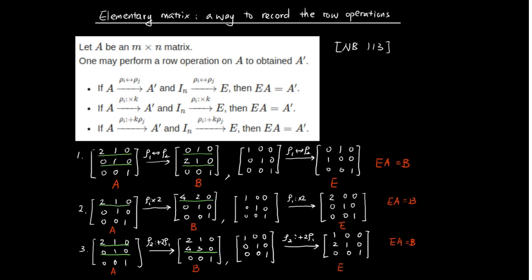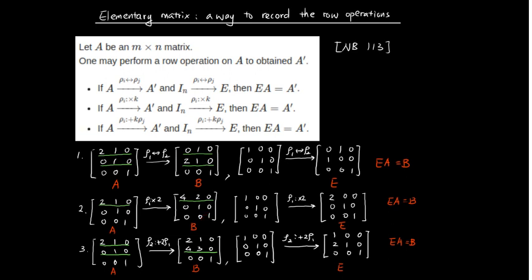So the other rules also follow the same idea. If you have another rule where you want to rescale the ith row by k, then you rescale the ith row of the identity matrix by k. So for example, this row multiplied by 2 becomes this, and this row multiplied by 2 becomes this. So you apply the same action to the identity matrix, and this matrix is called the elementary matrix. And you can double check that E times A is equal to B.